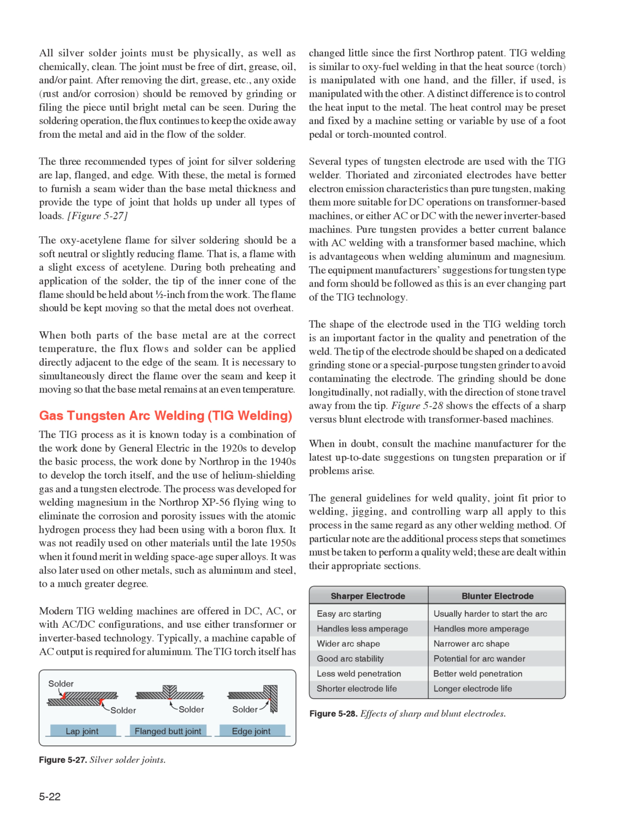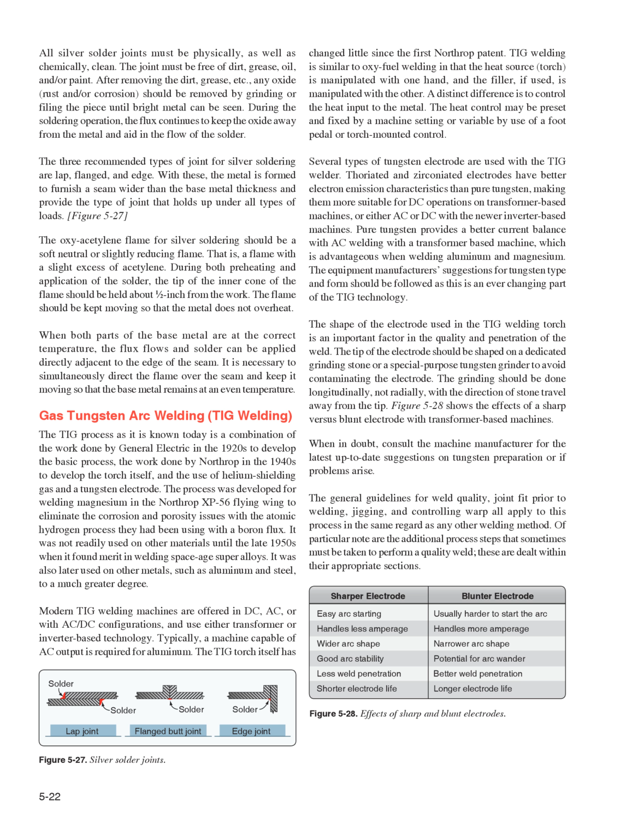The shape of the electrode used in the TIG welding torch is an important factor in the quality and penetration of the weld. The tip of the electrode should be shaped on a dedicated grinding stone or a special purpose tungsten grinder to avoid contaminating the electrode. The grinding should be done longitudinally, not radially, with the direction of stone travel away from the tip. Figure 528 shows the effects of a sharp versus blunt electrode with transformer-based machines.